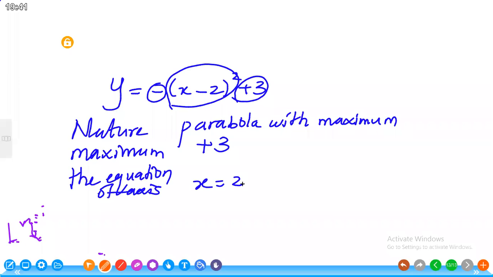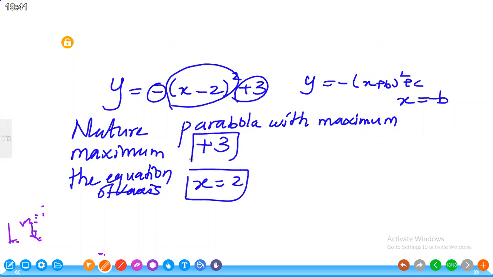When this form is converted into the form y is equal to -(x + b) whole squared + c, the equation of axisymmetry in the table is given as x is equal to -b. So according to that, here b is equal to -2, so negative b is equal to 2, right? Then the coordinates of the turning point: x is equal to 2 is the x coordinate, and here the maximum point is the y coordinate. So the coordinates of the turning point are 2, 3.